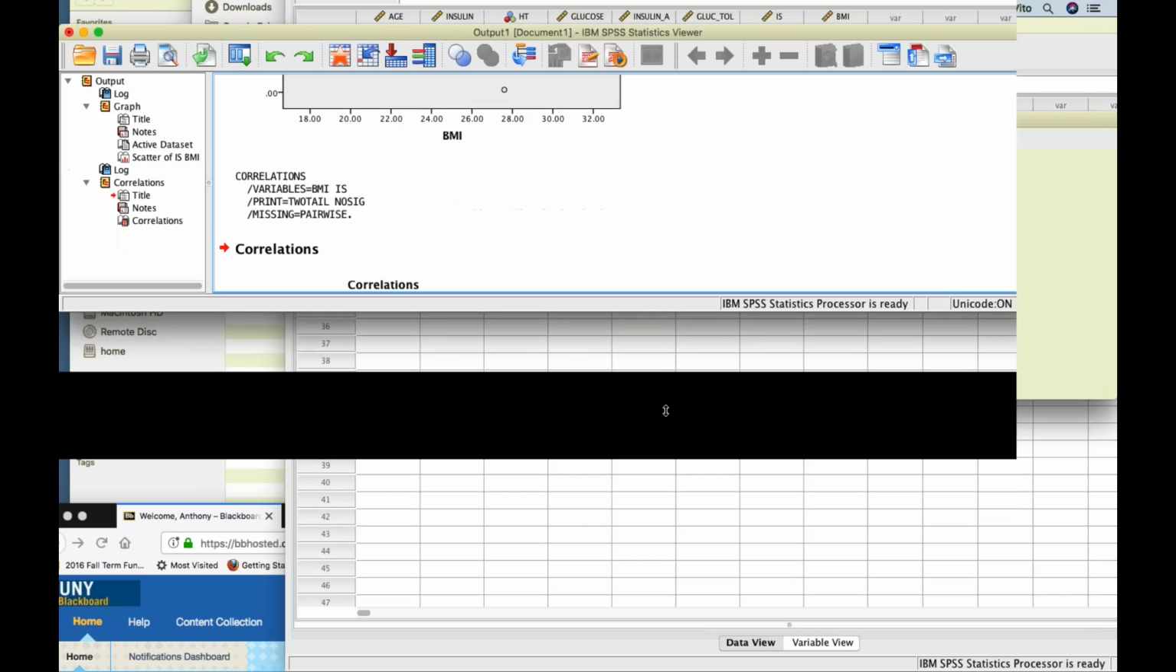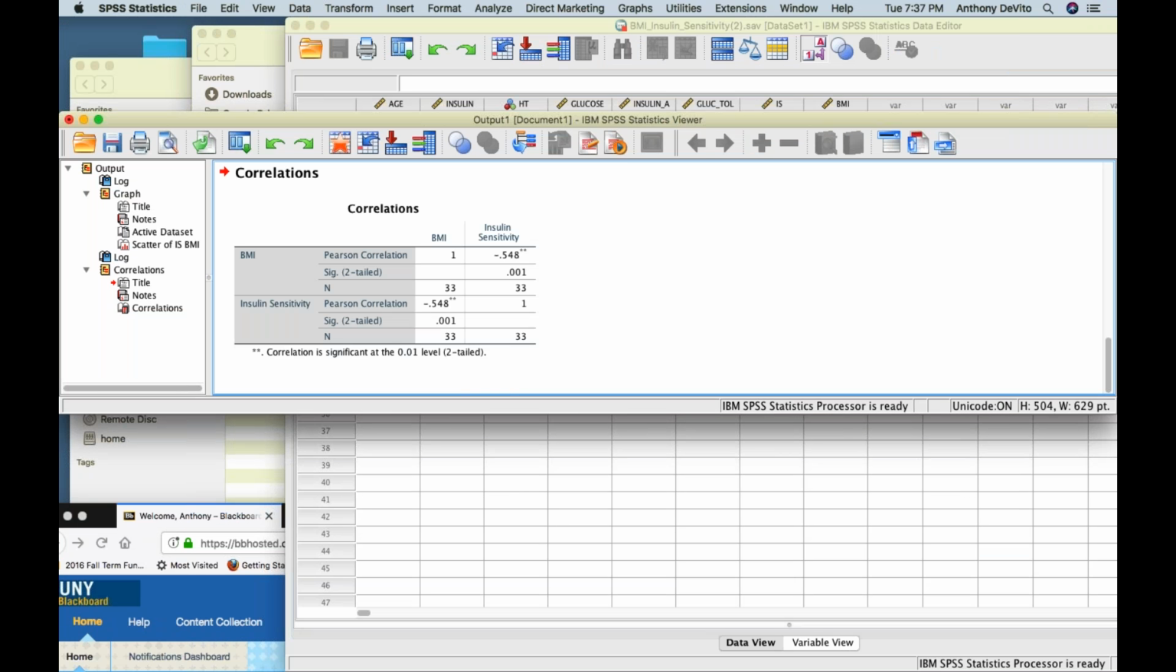Okay, now what's the result that we got? The result that we got was that if I compare BMI to BMI, the correlation is 1. It's just doing something to itself. Its correlation is 1. But if I compare BMI to insulin sensitivity, the result is negative 0.548, negative 0.55.